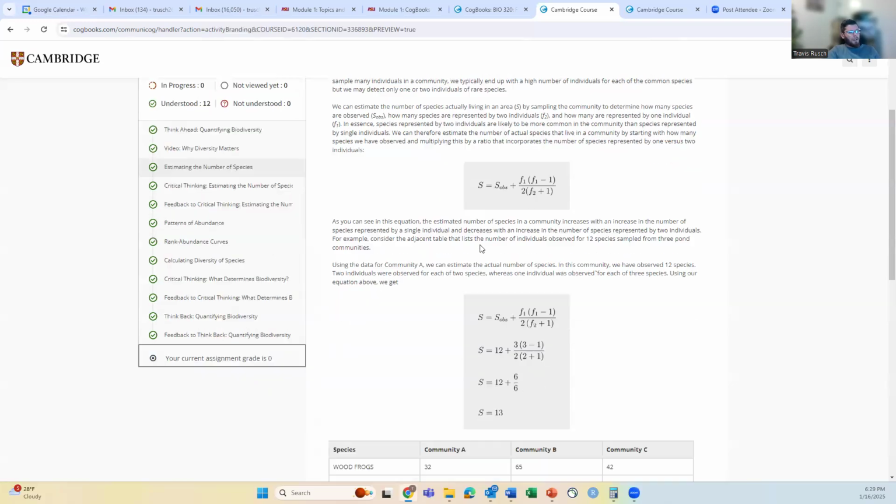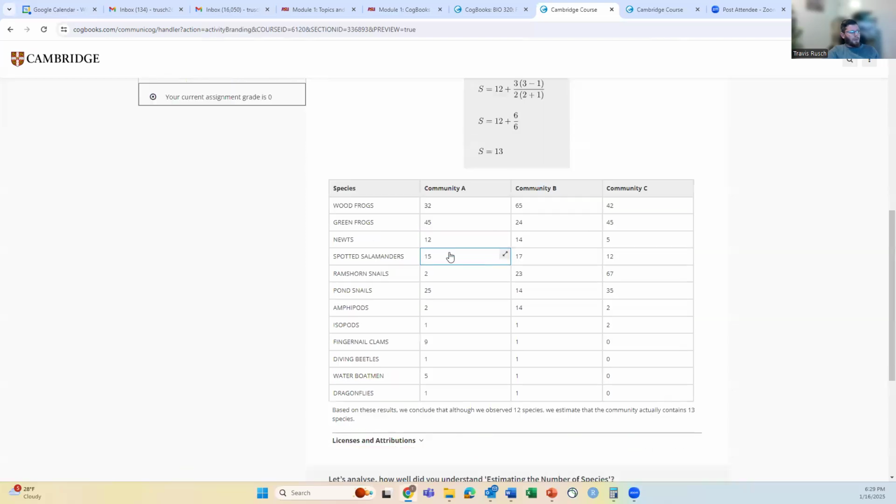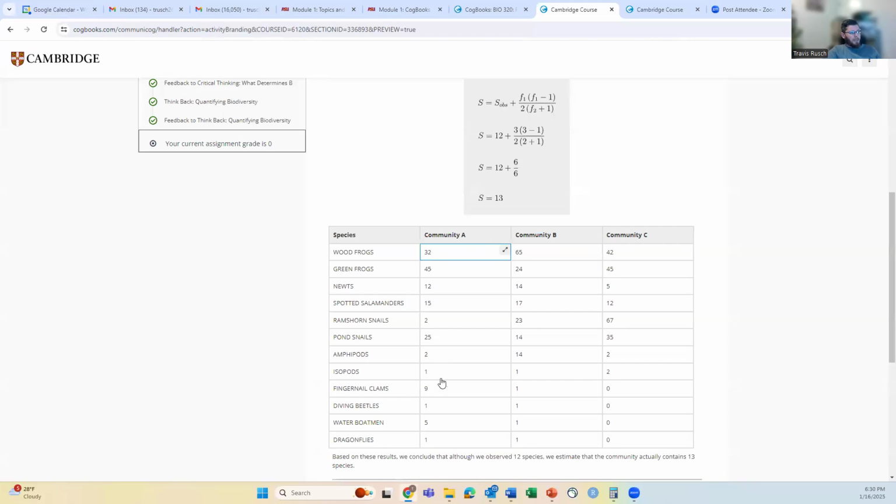So we don't change anything. What we do is we look at our communities. In this scenario, we went to community A, community B, and community C. And what we found in community A was 32 wood frogs, 45 green frogs, 12 newts, 15 spotted salamanders, and so on. We use this information and this equation to estimate how many species are in that community, right? So S observed, that's 12. And that 12 comes from there being 1, 2, 3, 4, 5, 6, 7, 8, 9, 10, 11, 12 species observed to have at least one organism in community A. So that's where the 12 comes in up here.